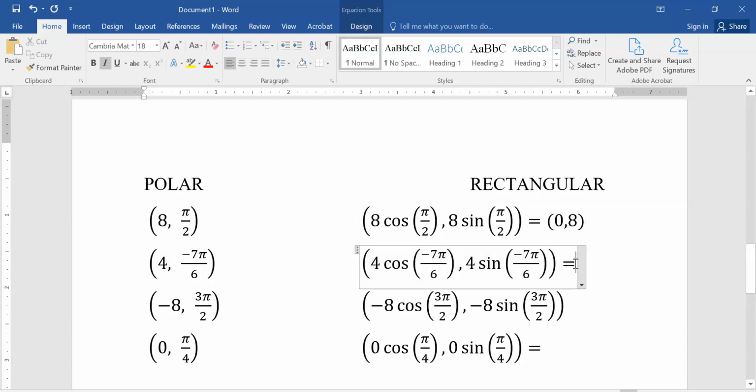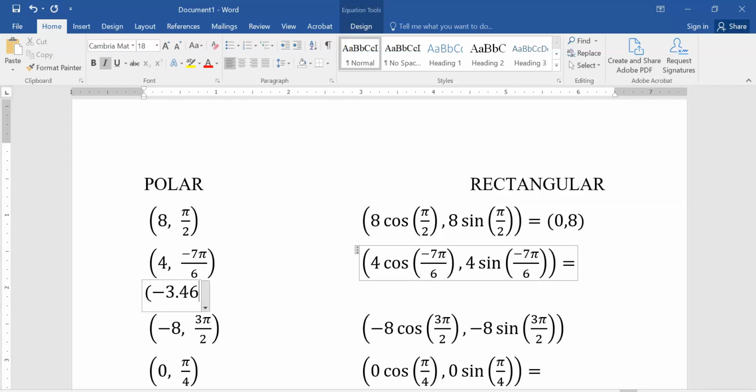Now, in the next problem, 4, negative 7 pi over 6, as the polar point, we're going to do the same thing: 4 times cosine of negative 7 pi over 6, 4 times sine of negative 7 pi over 6. That leads to a point, the first point's a weird decimal. It's actually negative about 3.46 if I rounded it as your x value and 2 as your y value.